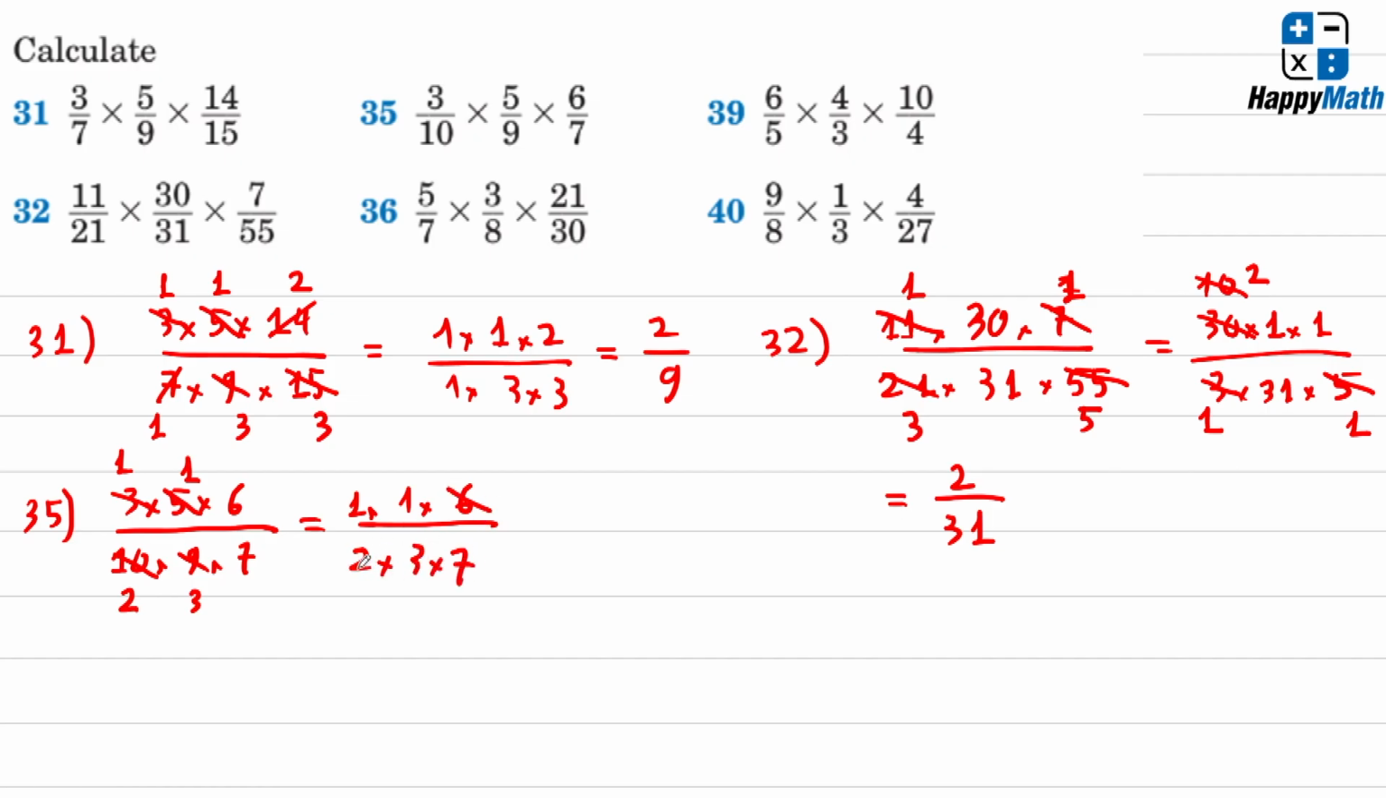So 6 here can divide by 2, so here is 1 and here is 3. And 3 divided by 3, you got 1 here and 1 here. And after that, the final is only 1 over 7.